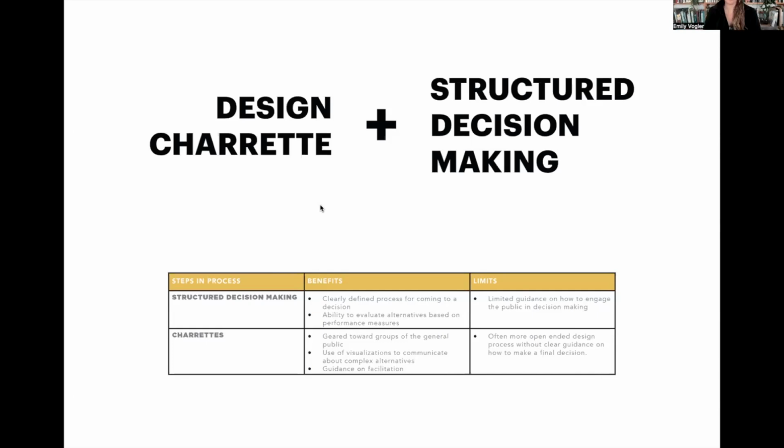So, for example, with structured decision making, there's a very clearly defined process for coming to a decision. There's the ability to evaluate alternatives based on performance measures. But there's very limited guidance within the literature about how to engage a much broader public in this decision-making process. Whereas charrettes themselves are geared towards a much broader community, general public. It uses a lot of visualizations, and there's some guidance on facilitation. But they often tend to be more open-ended without clear guidance on how to make the final decision.